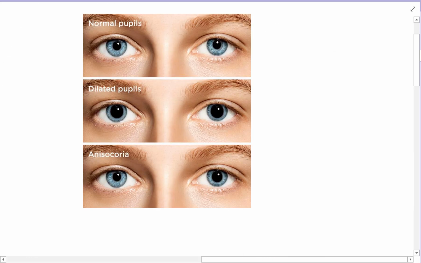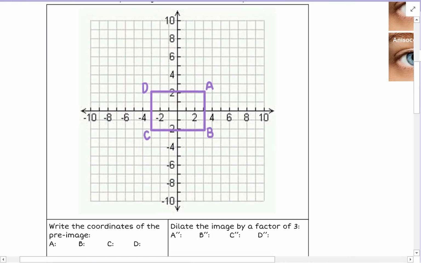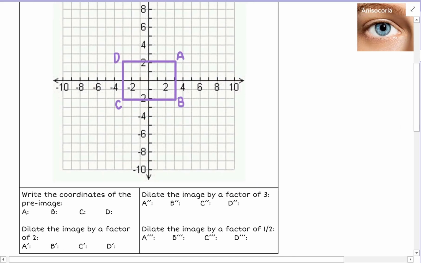Have you ever gone to the eye doctor and gotten your eyes dilated? Well, I wear glasses. I've been wearing glasses since I was 3, so I get my eyes dilated all the time. And what that means is the size of your pupils actually changes. That is what dilation means. So the size is changing when we have the transformation of a dilation.